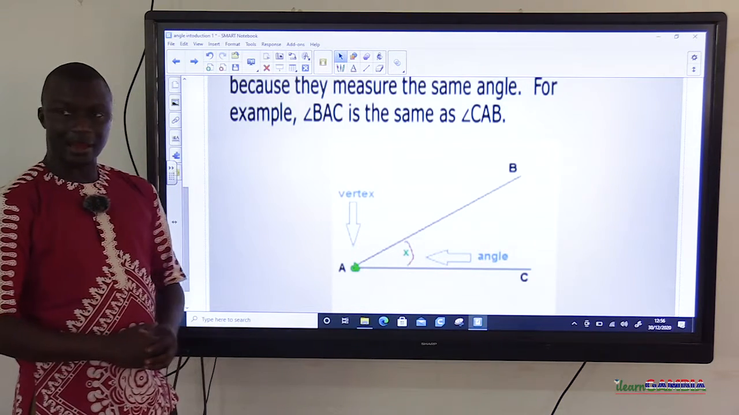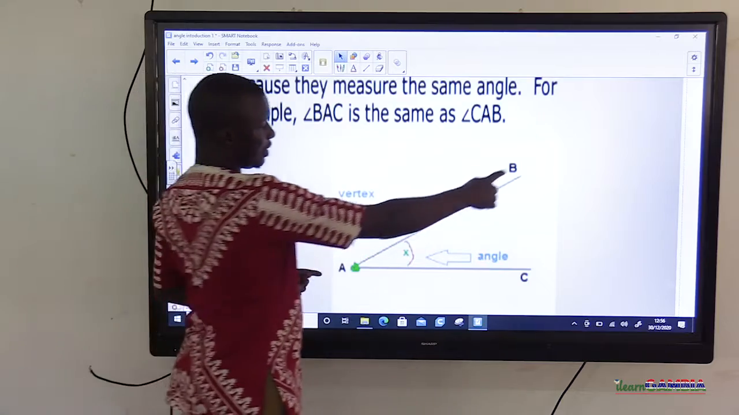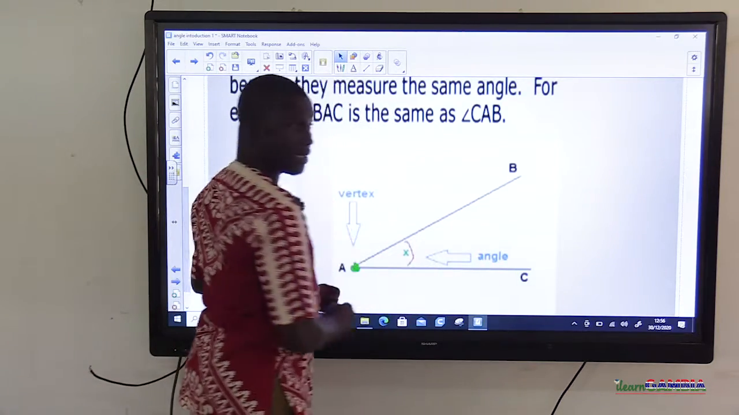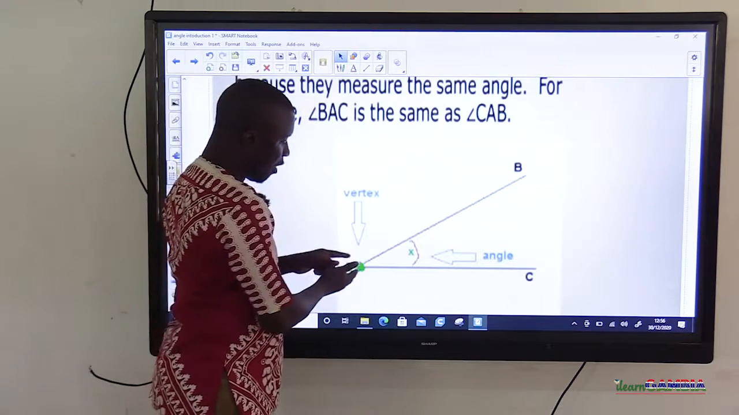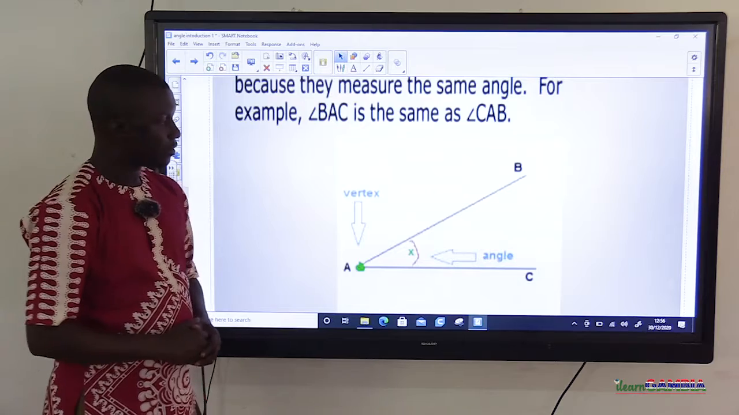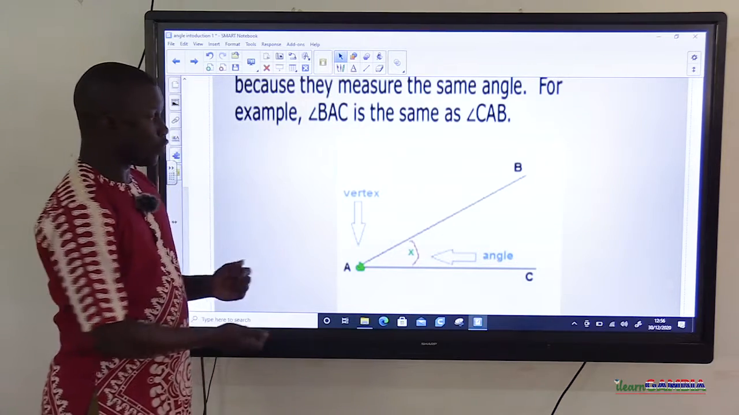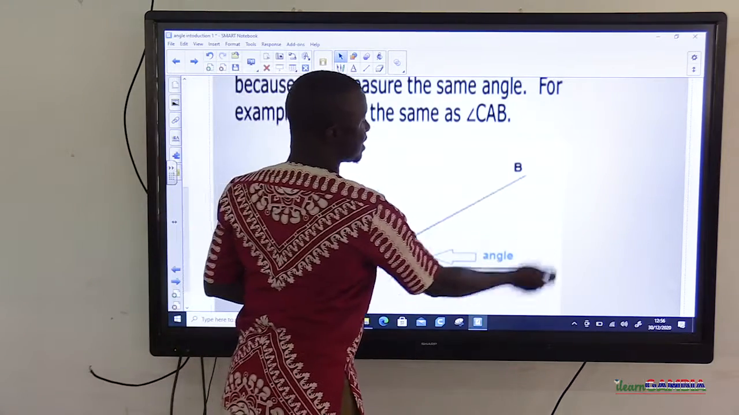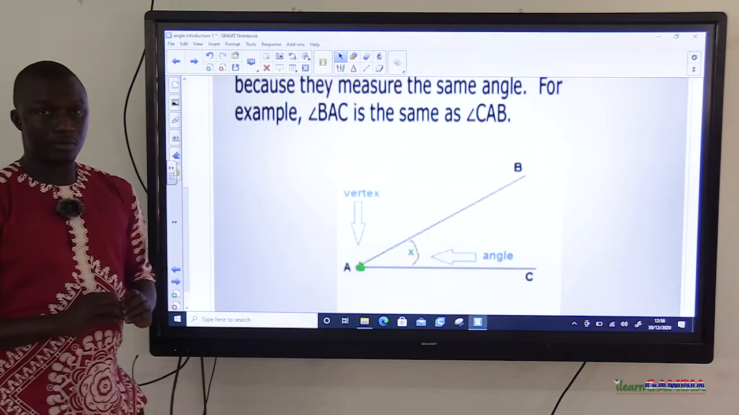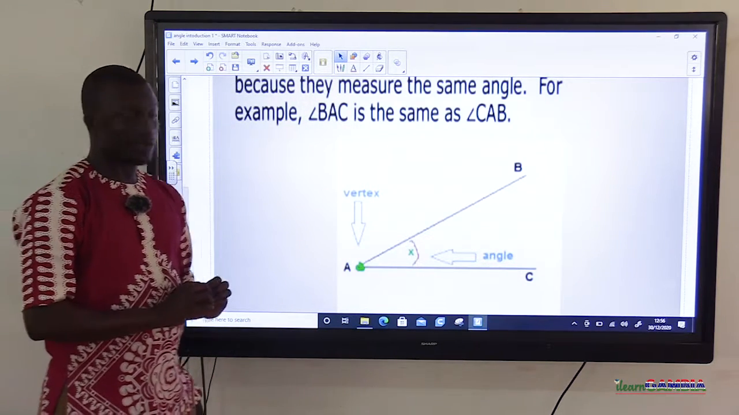As you can see in the diagram here, this arm is B, and this is C. Where B and C meet to form the angle is the vertex, which happens to be A. In naming angles, you can switch between B and C, but A remains in the middle because A represents the vertex where the two arms meet.